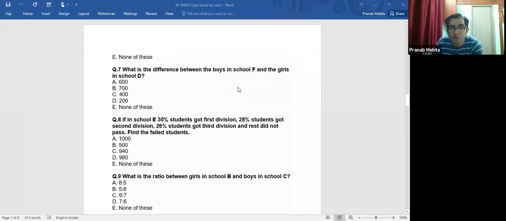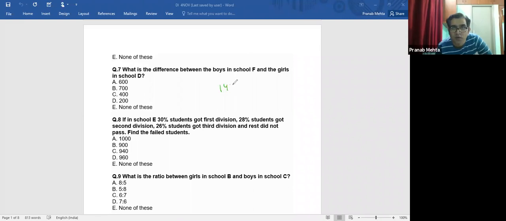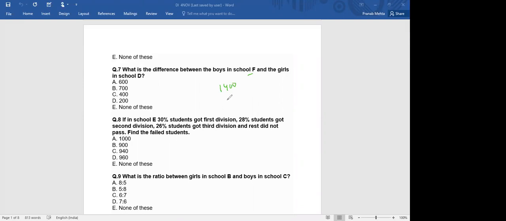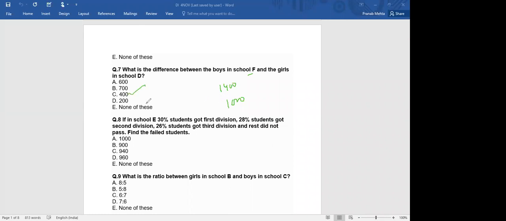What is the difference between the boys in school F and the girls in school D? How many boys are there in school F? 1,400. What is the difference between boys in school F and girls in school D? Girls in school D is how much? 1,000. So they're talking about difference. 1,400 minus 1,000 is how much? 400. All right, next one.